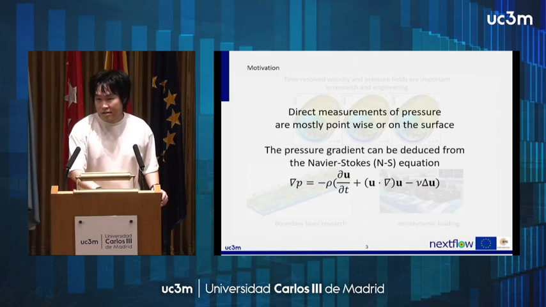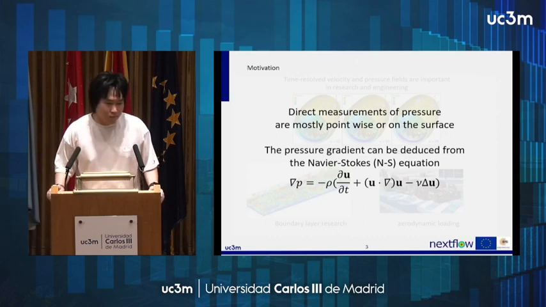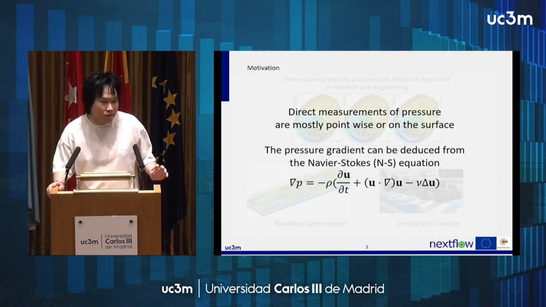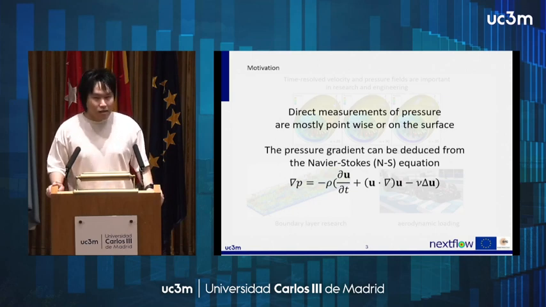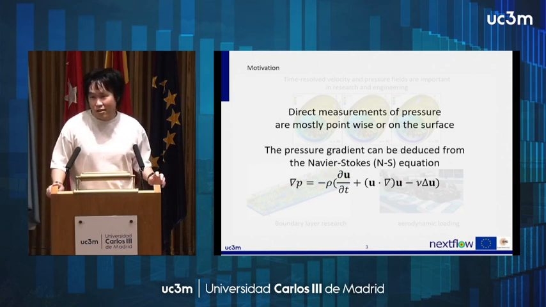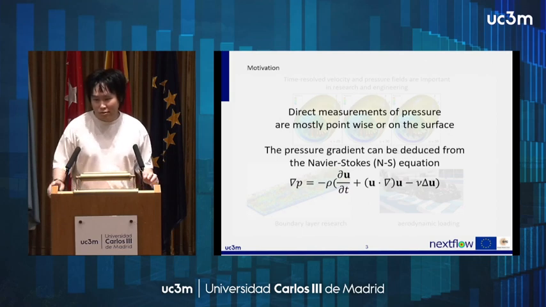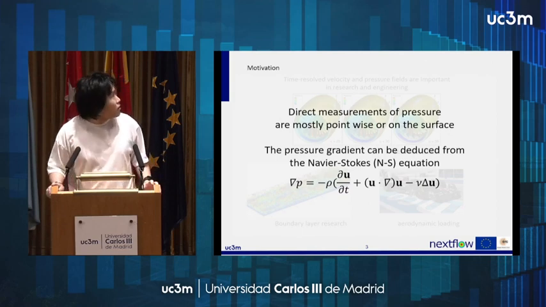Usually, the velocity is measured by a probe pointwise, or the pressure is measured by pressure-sensitive paint on the surface of objects. For this, we cannot have the pressure distribution in the field.